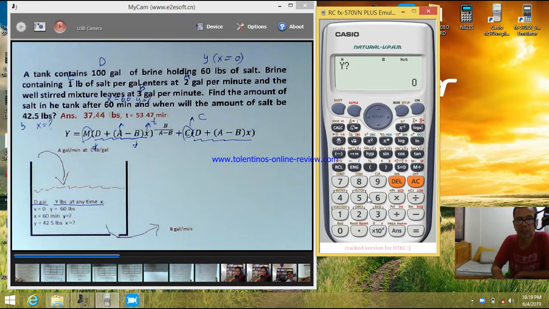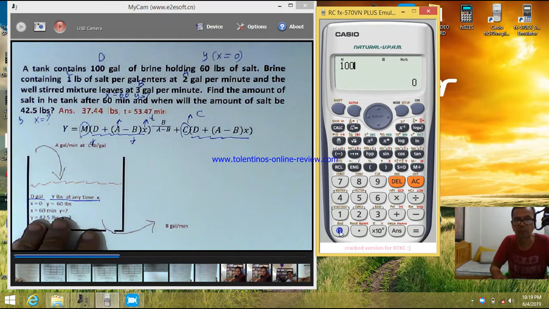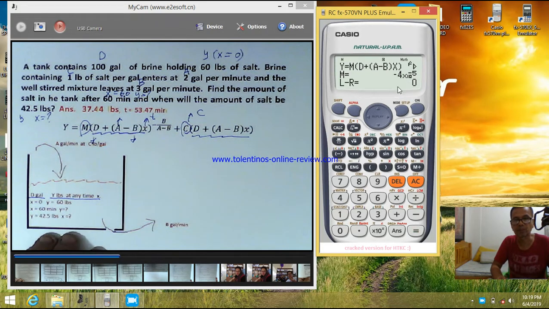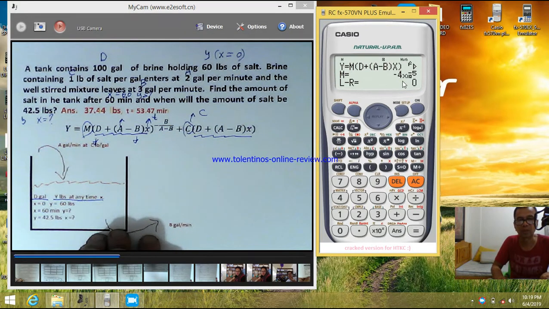Your Y is initially 60. Your D is 100. Your A is of course 2 gallons per minute. Your B is 3. Your X initially is 0. Your C is 1. And then solve for M. So the value of M is negative 4 times 10 to the negative 5. Now we're prepared to solve for Y.